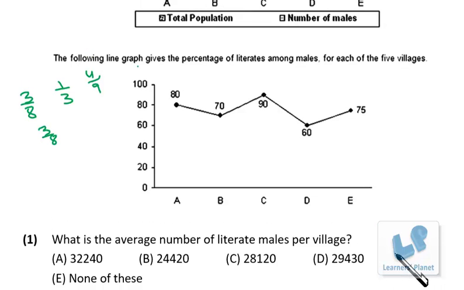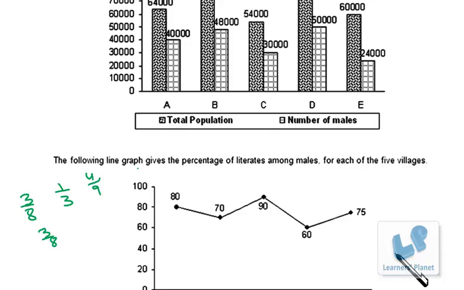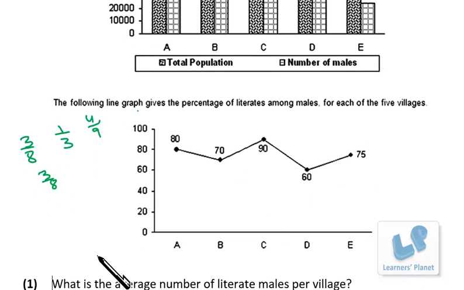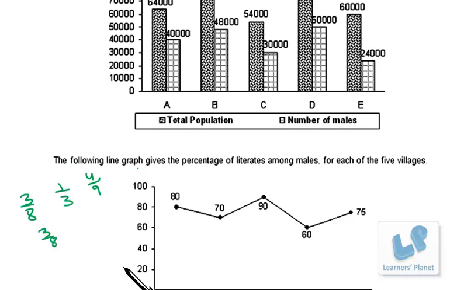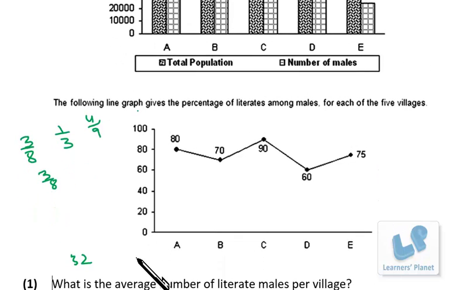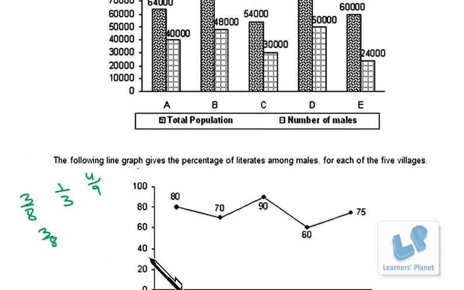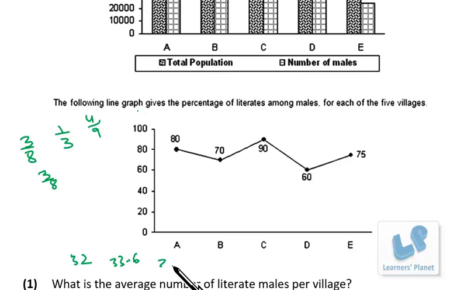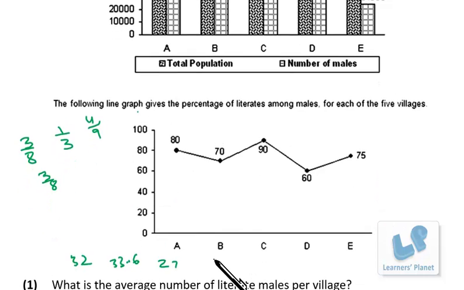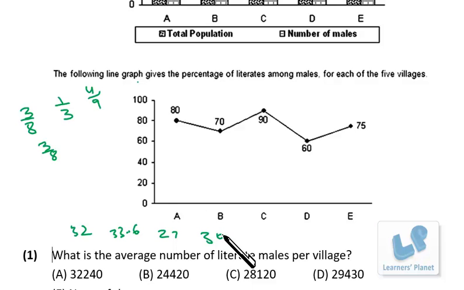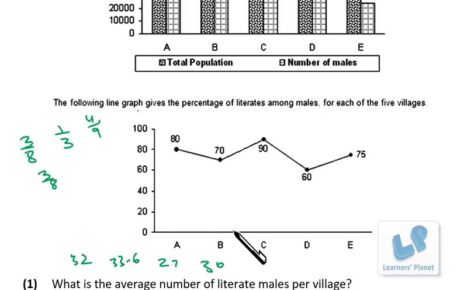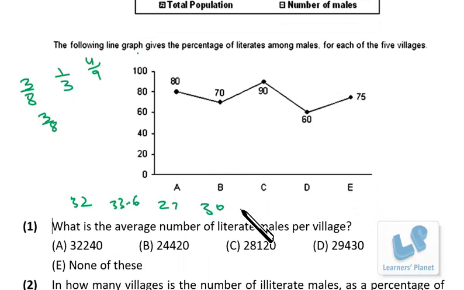What is the average number of literate males per village? For each village we need to calculate the number of literate males. So 40,000 at 80%, that is 32,000. Then 48,000 at 70%, so that comes to 33.6 thousand. Then 30,000 at 90%, so that is 27,000. Then 50,000 at 60% is 30,000, and 24,000 at 75% is 18,000.